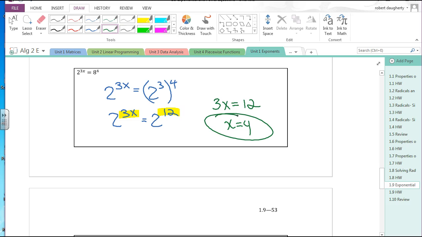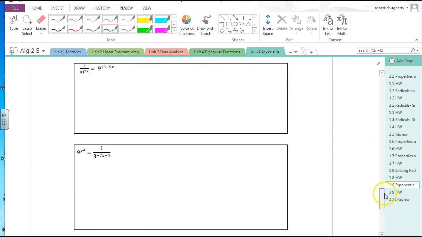Okay, see, pretty straightforward. Now they get real easy, okay? So, you can do this.